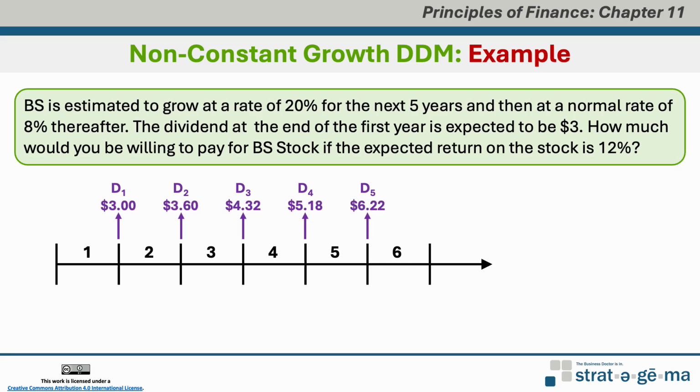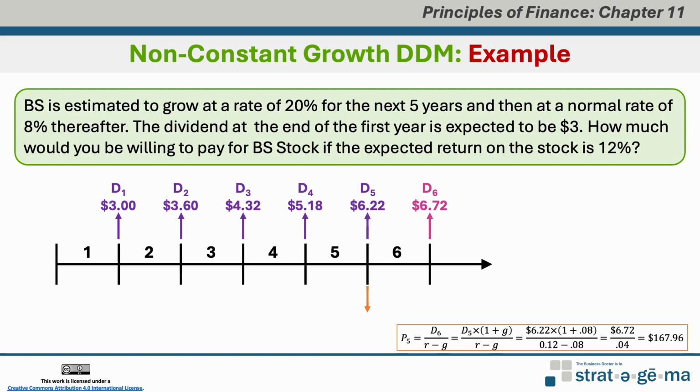And what we're going to do is determine the price of the horizon period, or P5, by calculating the next dividend. So the price at the horizon period of year 5 is equal to D6 divided by R minus G. We can either calculate D6 manually, as I showed in the timeline, to be 6.72, which is 6.22 times 1.08, or replace D6 with D5 times (1 plus G). Either way, it's 6.22 times 1.08 divided by 12% minus 8%. So 6.72 divided by 4%, or 0.04, is 167.96. That's PH.